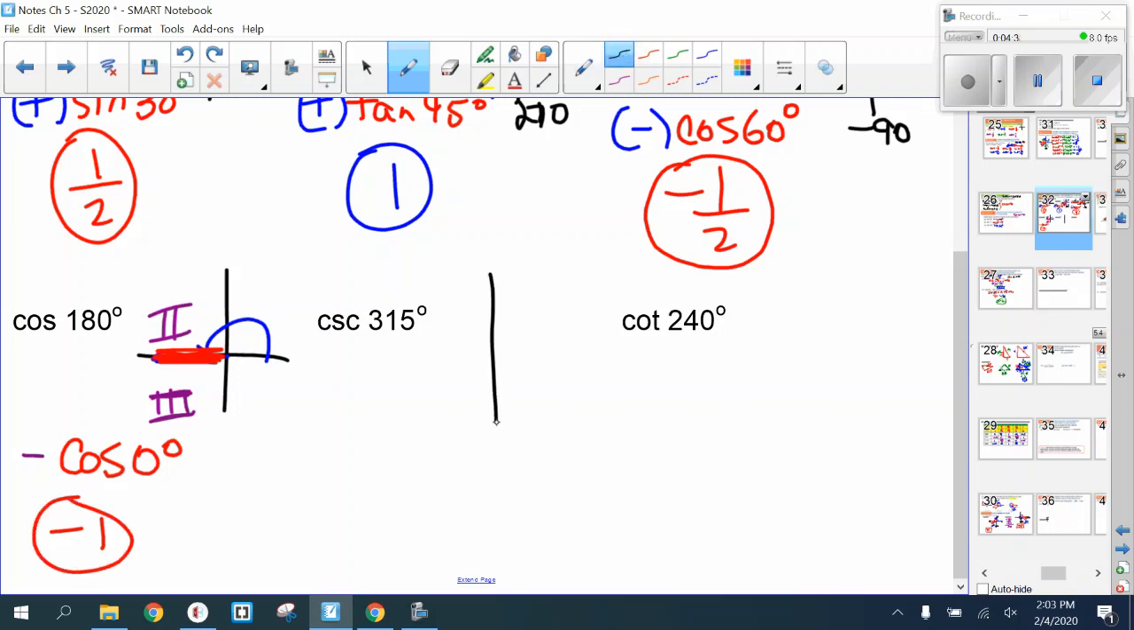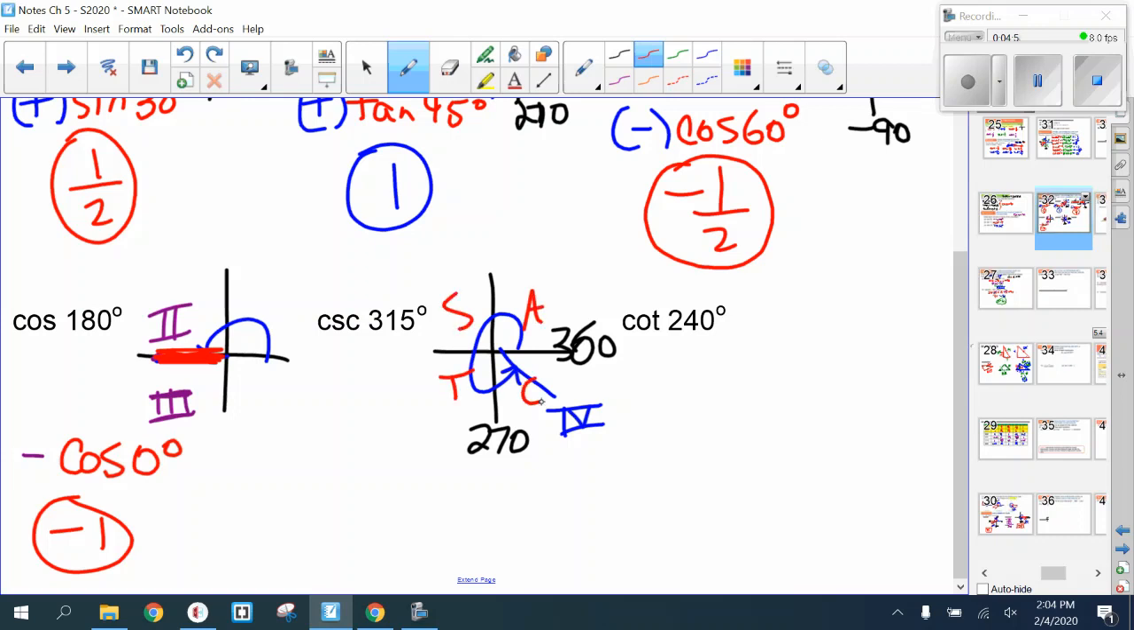Cosecant 315. I know 270 is right there, and all the way around is 360, so 315 puts me in the fourth quadrant. Fourth quadrant, cosecant. Let's see, all students take calculus. I know cosine and secant are positive there. That means this must be negative. Cosecant is going to be negative in the fourth quadrant.